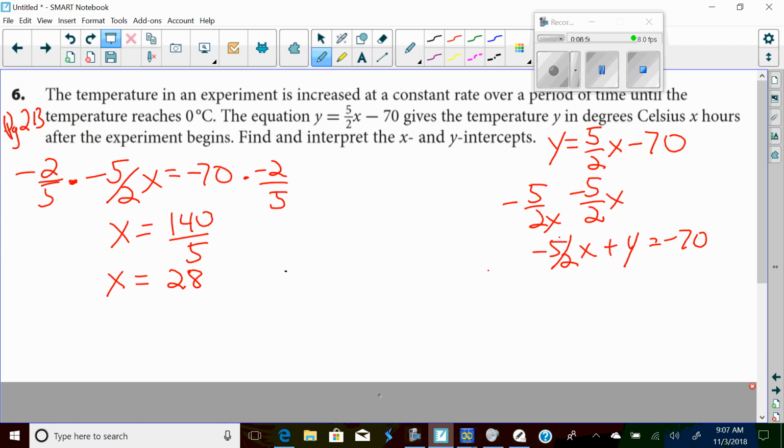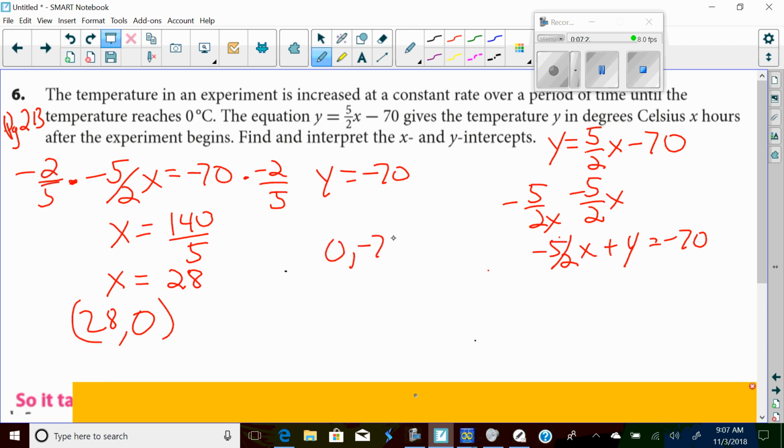All right, now I'm going to do it again with my y equals negative 70, without the negative 5 over 2x. And that's going to be simple. You just do y is equal to negative 70. But we already have the y-intercept. So this point here is 28, 0. This point over here is 0, comma, negative 70.